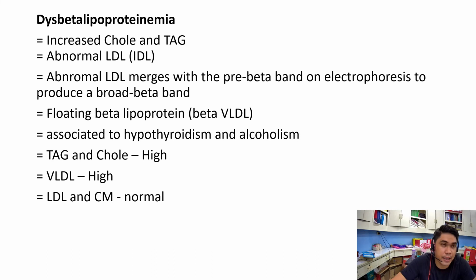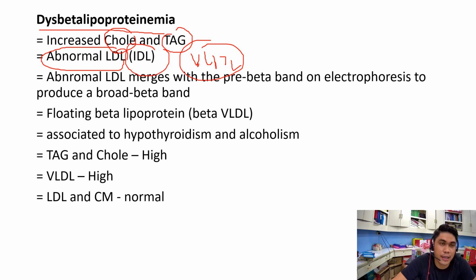Next is dysbetalipoproteinemia. So for dysbetalipoproteinemia, the characteristic is an increase in cholesterol and triglyceride due to abnormal LDL. So there is a problem with VLDL catabolism, so there is an increase in IDL. So abnormal LDL merges with the pre-beta band on electrophoresis to produce a broad beta band. So for this one, there is the presence of floating beta lipoprotein. Floating beta lipoprotein for dysbetalipoproteinemia.